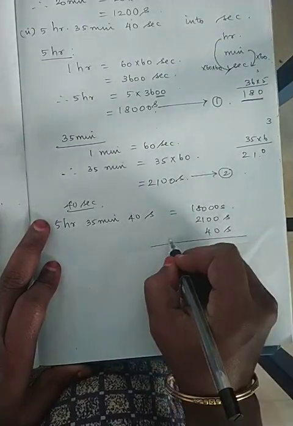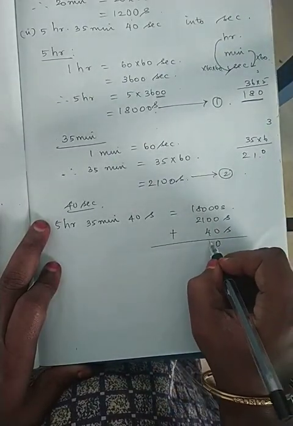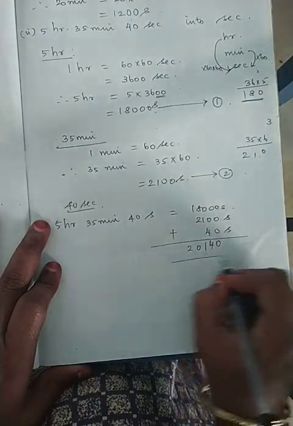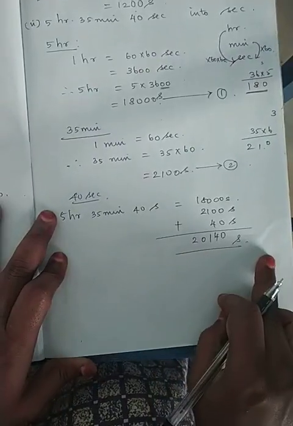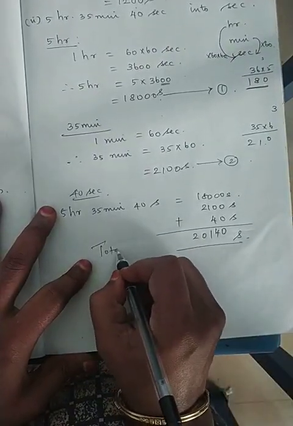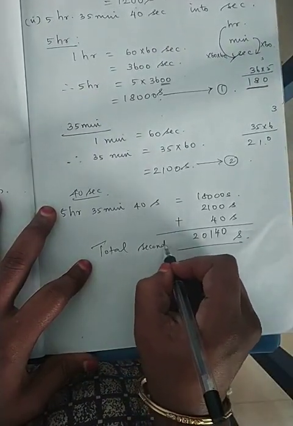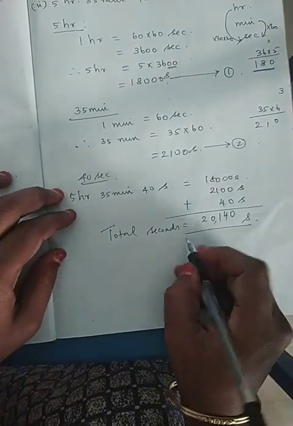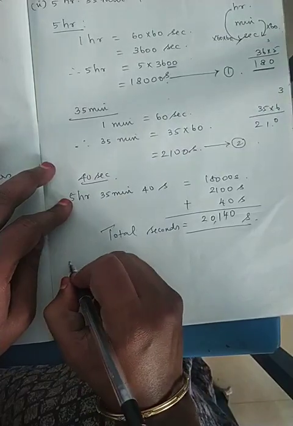You have to add all this. So this is 0, this is 4, this is 1, this is 10. So it is 2. So this much is the total seconds. So total seconds will be equal to 20,140 seconds. Now coming to 3.5 hours.